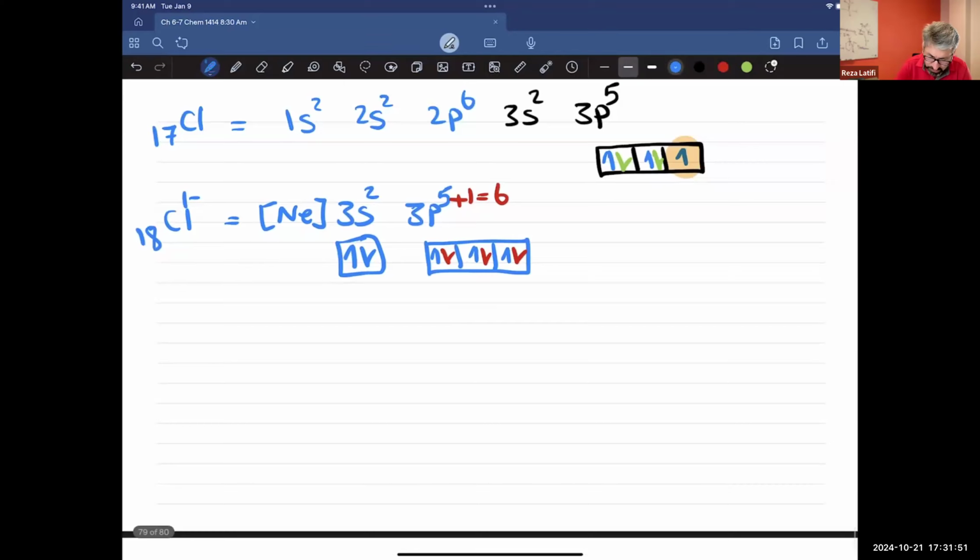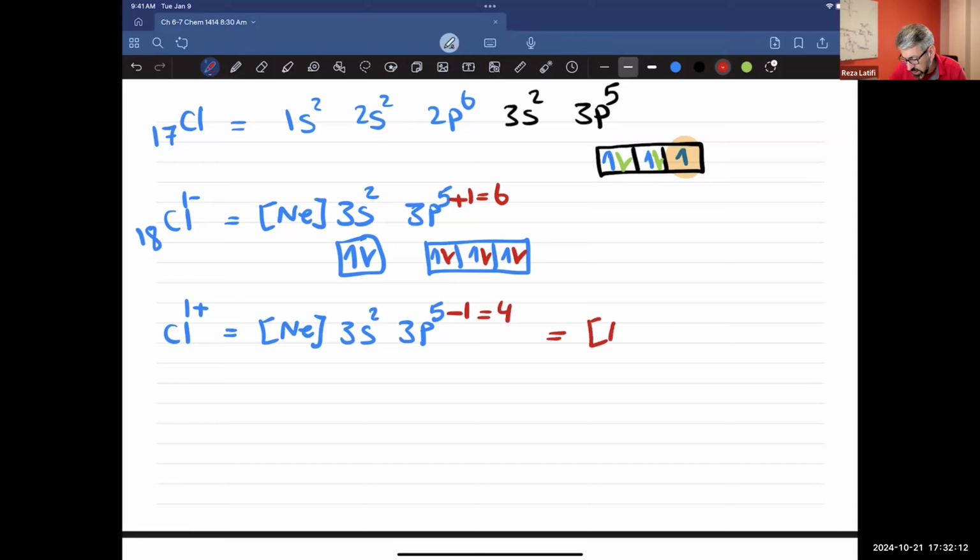Now, what if I want to take an electron from it and turn it to +1? In that case, you will take the electron from the last orbital. And what's the last orbital? The last orbital is 3p with 5 electrons. So you will take 1 electron from it, and that's going to turn to 4. So the electron configuration is going to be neon, then 3s with 2 electrons, and 3p will have 4 electrons. For the last orbital, you will have up, up, up, and now we have only 4 electrons. So like the first one, it will be paired, and I will have 2 unpaired electrons.